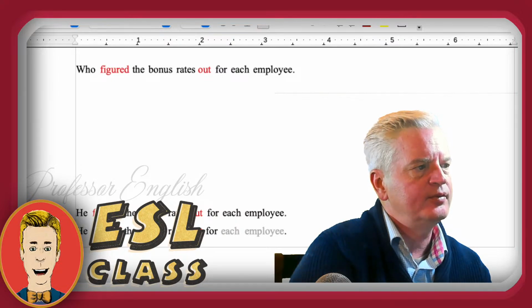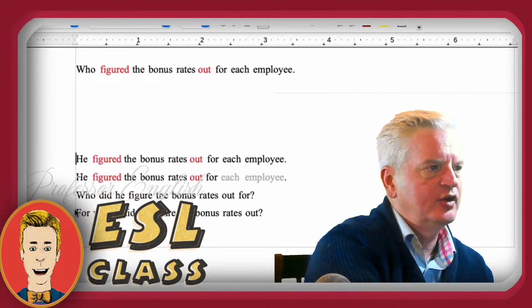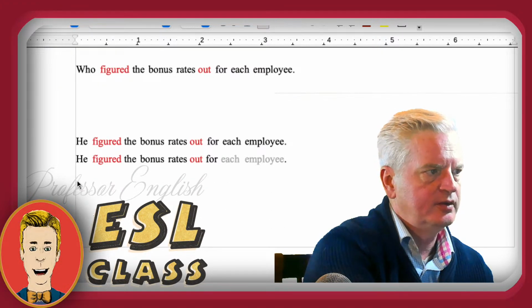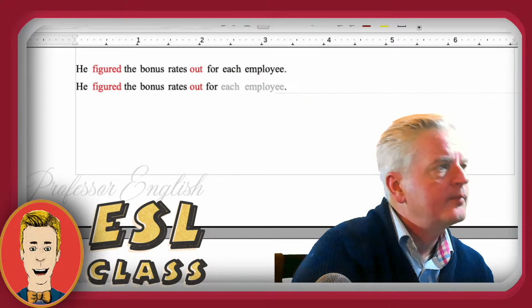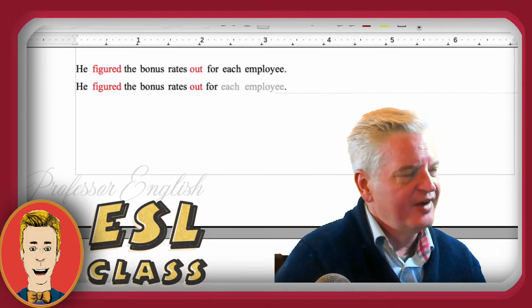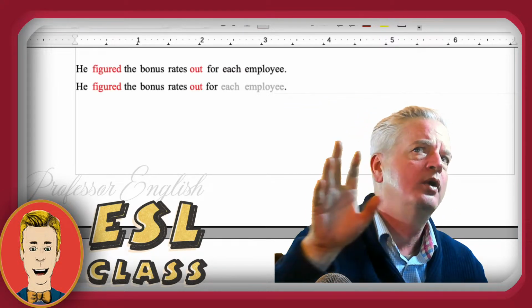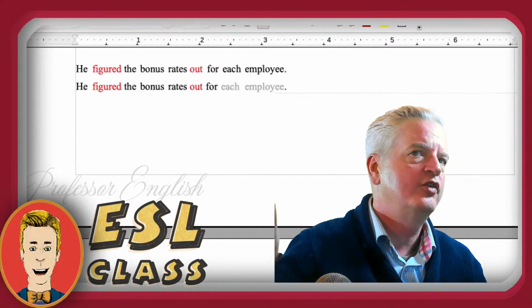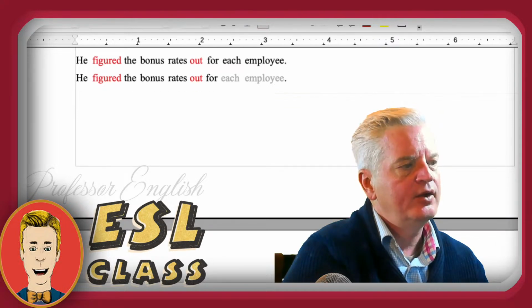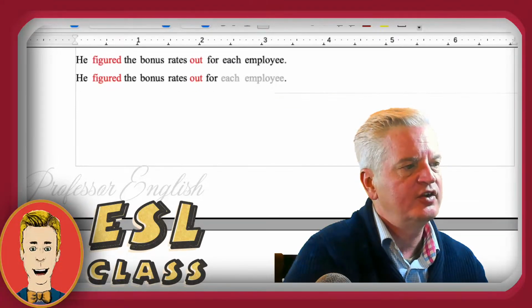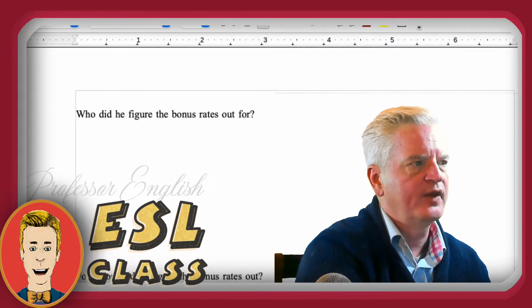Okay, but now let's do the other one. Let's ask an object question. So I've helped you. I've made the object gray. I've identified the object for you. This is going to be a who for question. Who for? How will you make that question? Who did he figure out the bonus rates for? Let me put that up here. Who did he figure out the bonus rates for?